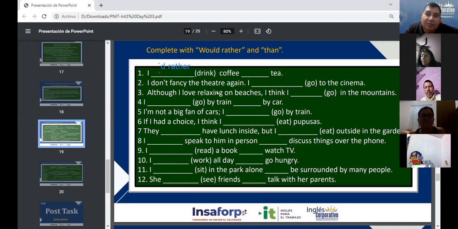Go hungry means being hungry. Okay. Number 11 is I would rather sit in the park alone than be surrounded by many people. And number 12, she would rather see friends than talk with her parents.